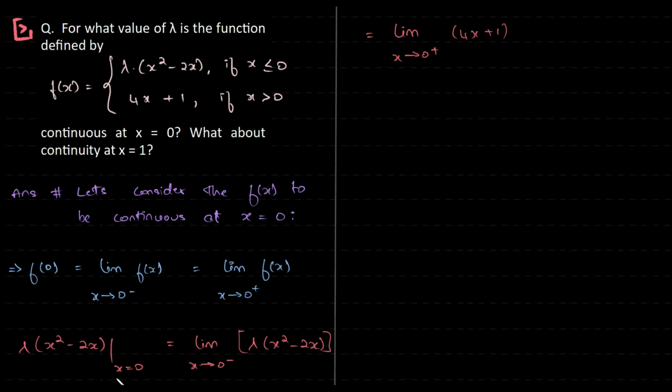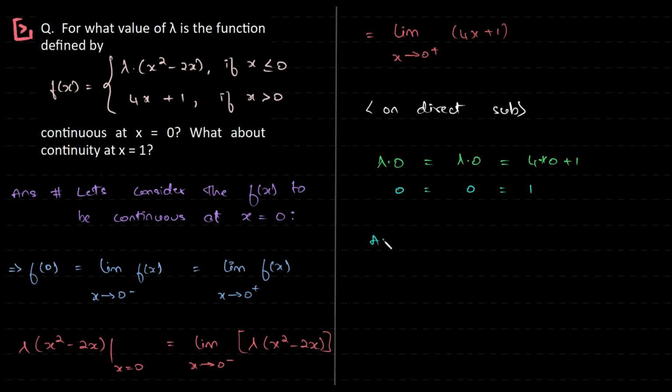Now on direct substitution, what happens? This is lambda times 0, because wherever x is there I'm putting 0. The limit is gone, we are applying the value by direct substitution. This too is lambda times 0, and over here we have 4 times 0 plus 1. When I solve this, I get 0 equal to 1. This does not make sense.